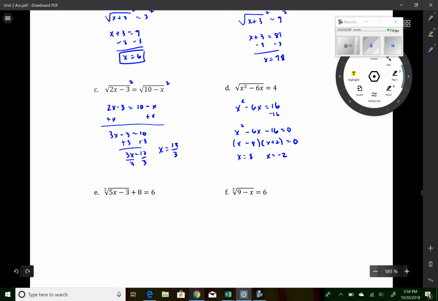Now, a lot of times when you get two answers, one of them won't check, but in this case, they actually both check. So if you were to graph this in your calculator, you're going to get something that looks like this. You're going to have a value that looks like that, and then you're going to have a line that comes across. So you're going to have two answers.